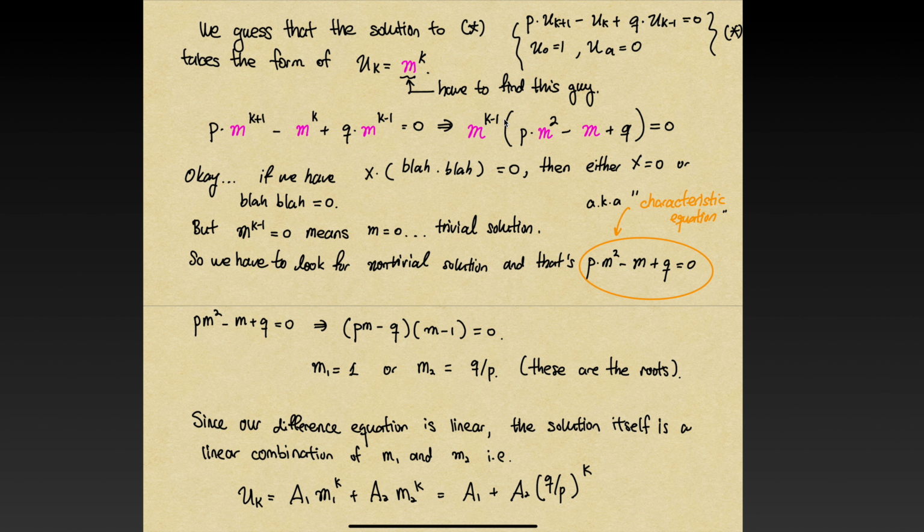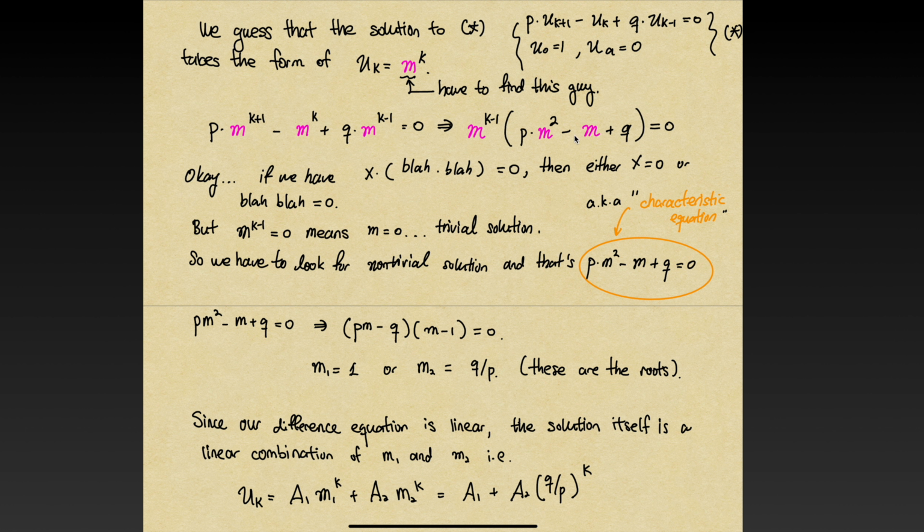Either m to the power of k minus 1 is 0, or the expression inside this parenthesis is equal to 0. But if m to the power of k minus 1 is equal to 0, that means m itself is equal to 0, and that is a trivial solution, so we don't want to look for that. So we will be looking at this other factor. We want to look for a non-trivial solution, and we basically have to solve this.